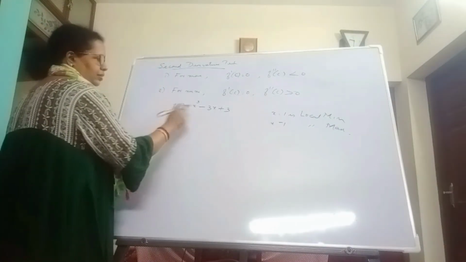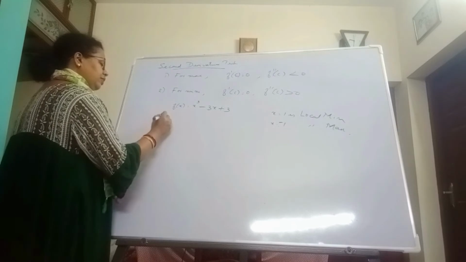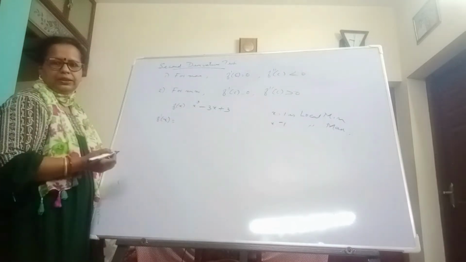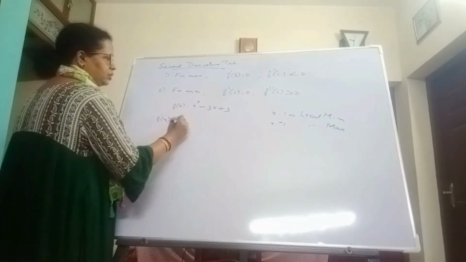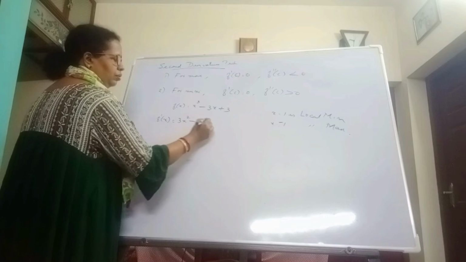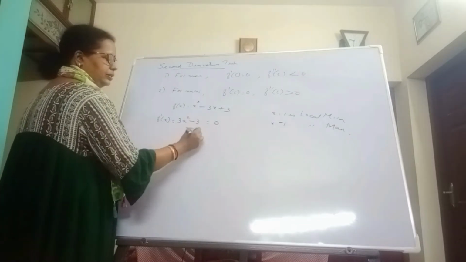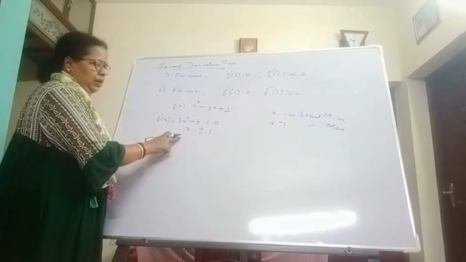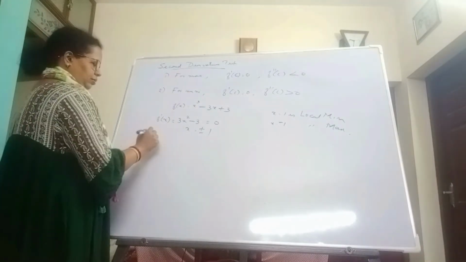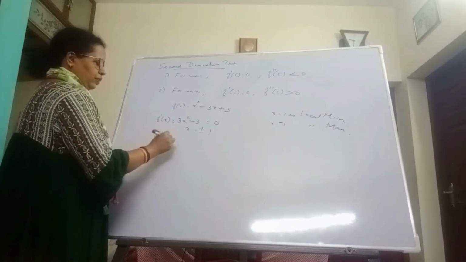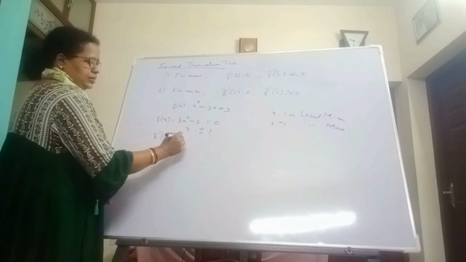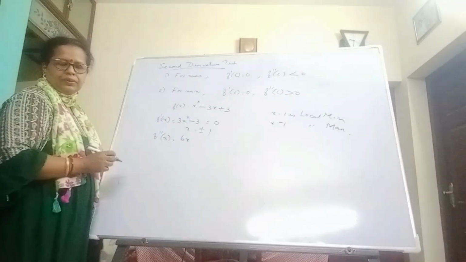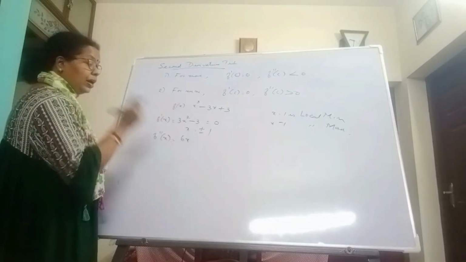So what is the second derivative test? First find the derivative. First derivative f dash x equate to 0. So 3x squared minus 3 equated to 0. We got x equal to plus or minus 1. This is just like the last problem. Now let us find the second derivative. What is f double dash of x? f double dash of x is 6x.